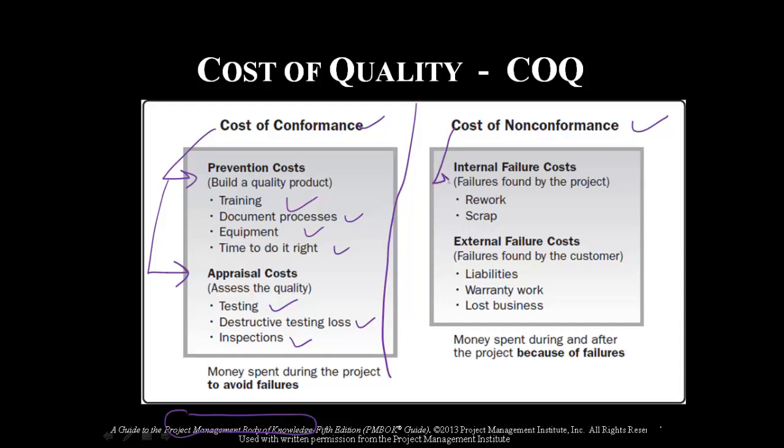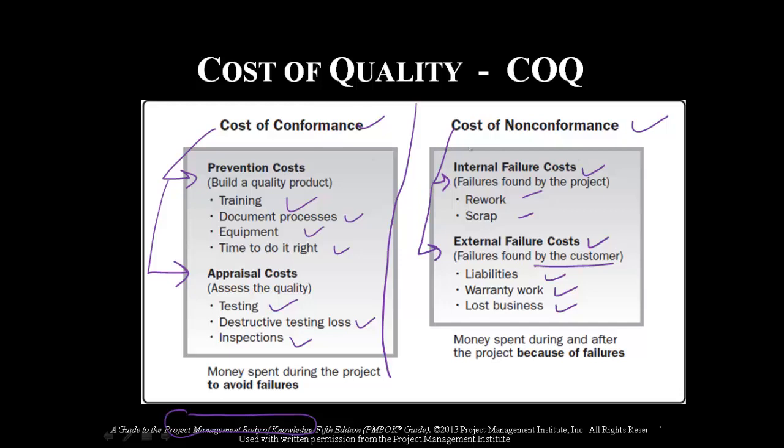So cost of non-conformance is of two types. One is internal failure cost, and another is external failure cost. Internal failure cost is rework and scrap. Internal failures are found by your project team in the testing phase, where you have to rework or scrap some material. External failure costs are something which could be found by the customer, like liabilities in your contract. Sometimes you have to do some warranty work. Next we have lost business, where the customer didn't come back to us because of bad quality of a product. So this is cost of conformance and cost of non-conformance.